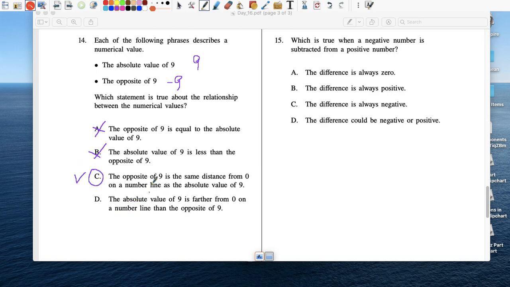Last one. The absolute value of 9, which is 9, is farther from 0 on the number line than the opposite of 9. That's not true. They're both equidistant from 0. So the only one is C.